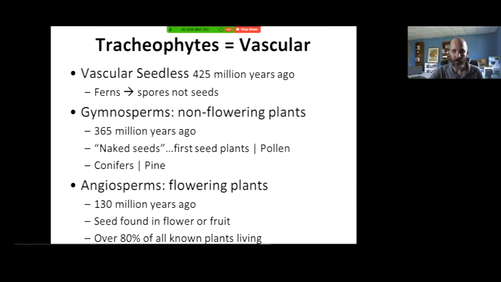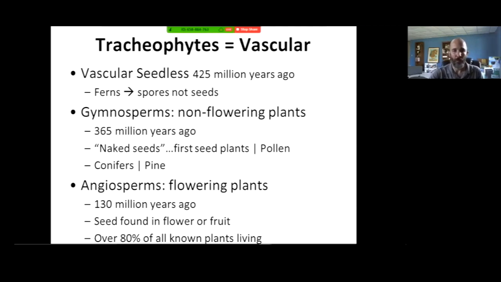And then you've got a branch into the gymnosperms, which are non-flowering plants. They do have a vascular system. They have the first seeds and pollen in concept. It's about 365 million years ago. So think pine trees and conifers.